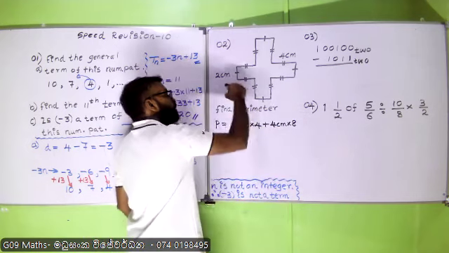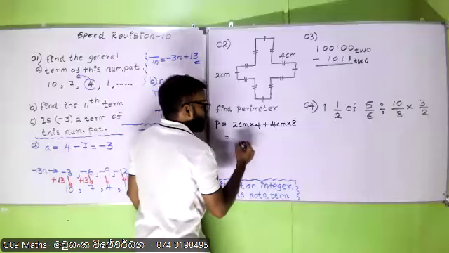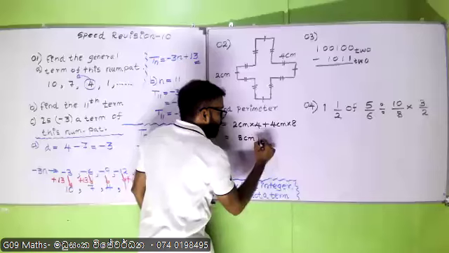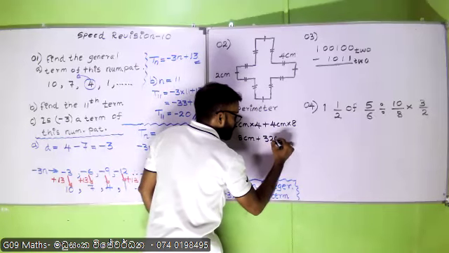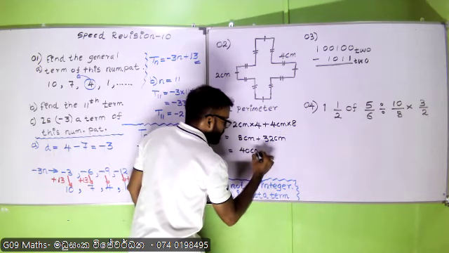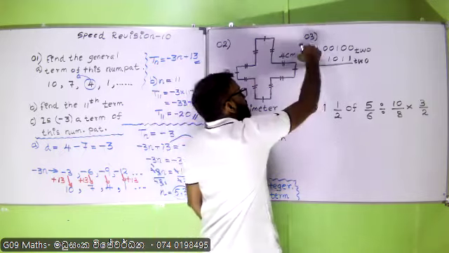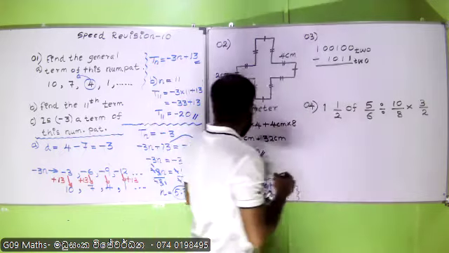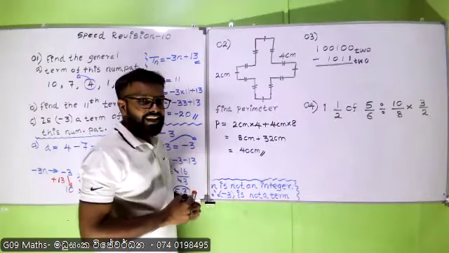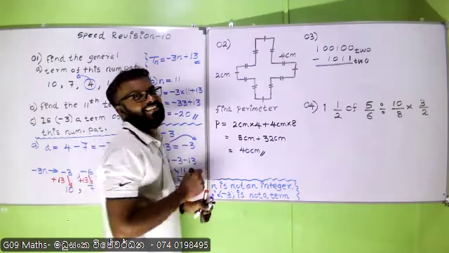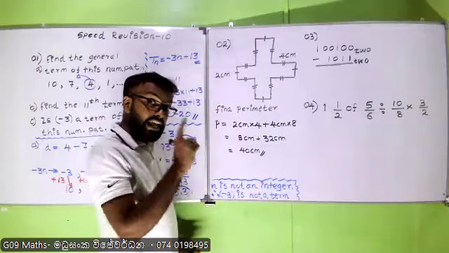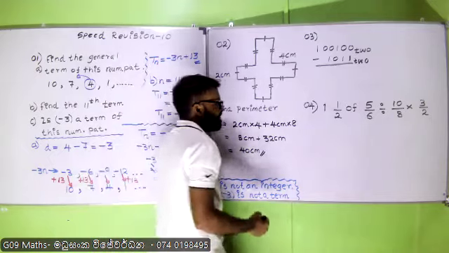So the perimeter means the outside length of the figure. So you have to add all the lengths. 2 times 4, 8 centimeters, plus 4 times 8, 32 centimeters. So add them together, 8 plus 32, all together 40 centimeters. Right? Square centimeters? When you are finding perimeter? Oh my god, it's area. So for the perimeter it is centimeters, right? Area, square centimeters.